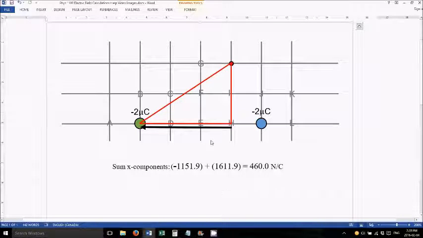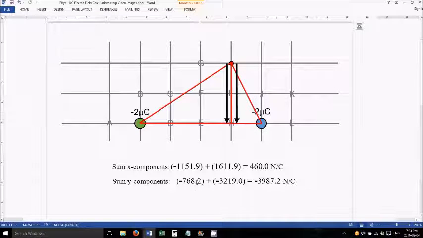So that's why I've put in the x component of the electric field due to the green charge as a negative value. The x component of the electric field due to the blue charge doesn't have that issue. It points in the positive x direction, so that's why it's a positive number. So the x component of the electric field due to the green charge, which is a negative value, is added to the x component of the electric field due to the blue charge. And we get a total of 460 newtons per coulomb for the x component of the total field due to both charges. So now let's sum up the y components too.